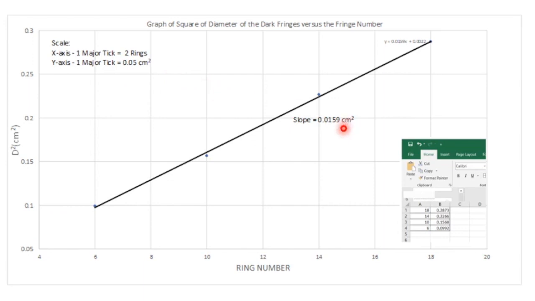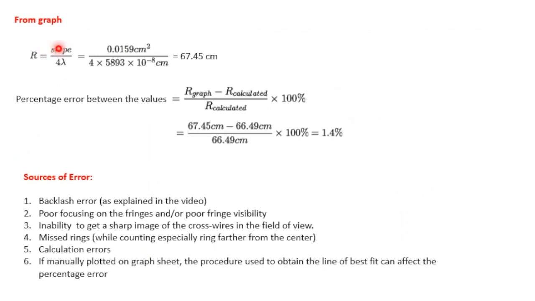Okay, so on this graph, you must only mention the slope value, and all the rest of the calculations must be done elsewhere. So from the value that I obtained for the slope of this graph, I can go back to the expression to calculate the radius of curvature graphically, and when I plug in the values, I get an answer of 67.45 centimeters.